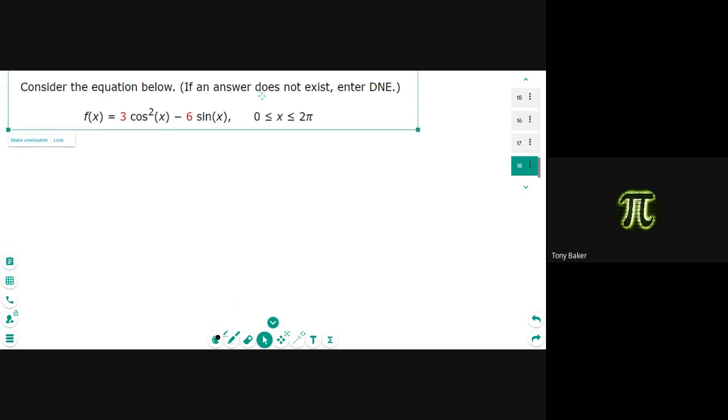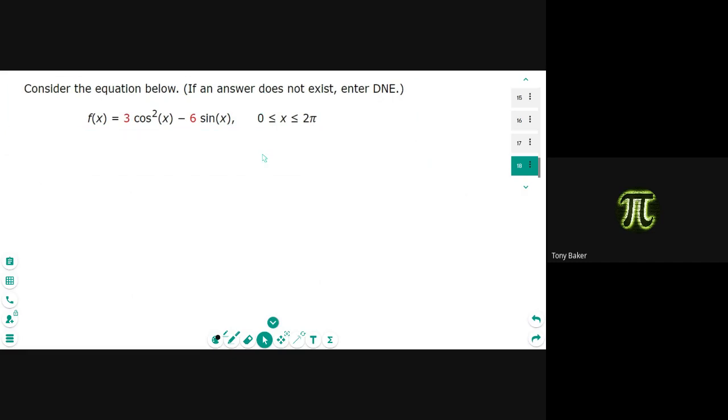Okay. So there's my equation. Which numbers did you have? 12 x cosine squared x minus 12 sine x. Okay. So your first part was asking when it is increasing and when it is decreasing, right? So finding out when the interval is increasing and decreasing means we have to find the first derivative. So what's the first derivative of this?